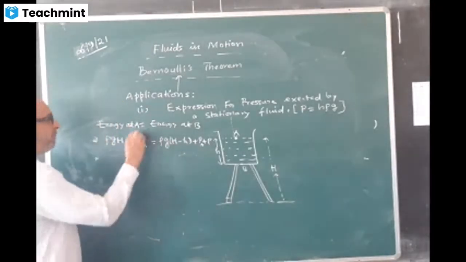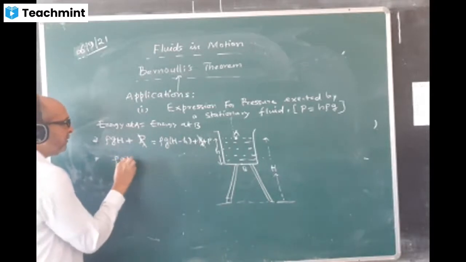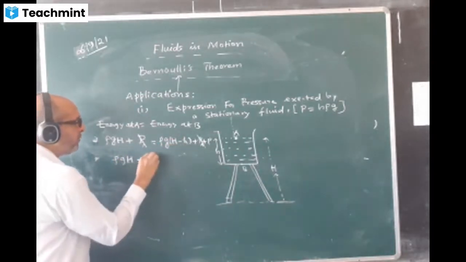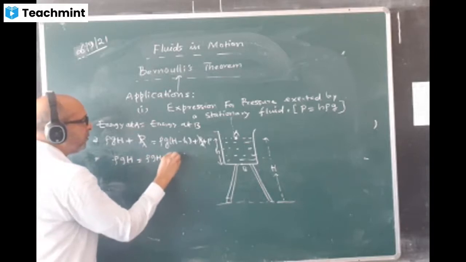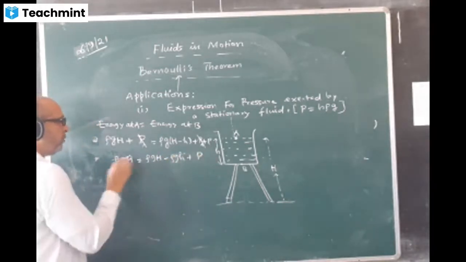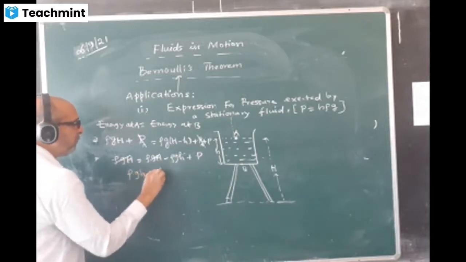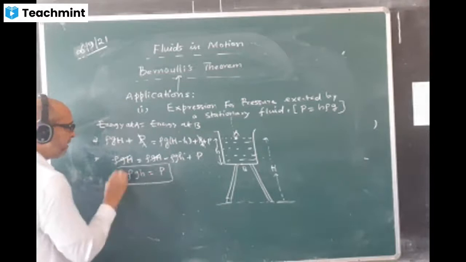Now P and PA cancel. We have here rho g H. Open the bracket: you get rho g capital H minus rho g small h plus P. This rho g H cancels and comes to this side. You get P equals rho g h, which is the formula of pressure exerted by a liquid.